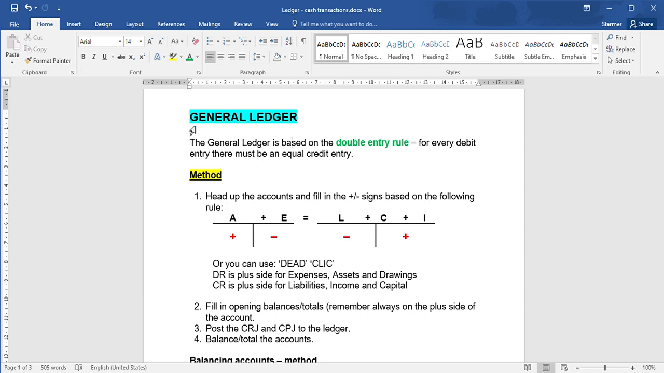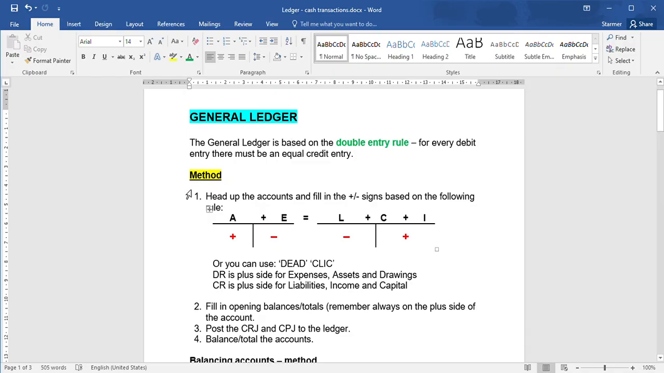The topic for today's video is general ledger. Your general ledger is based on the double entry rule, and the double entry rule says for every debit entry there must be an equal credit entry. So in other words, if you make a debit entry on one side of an account, there must be an equal amount on the other side of another account.